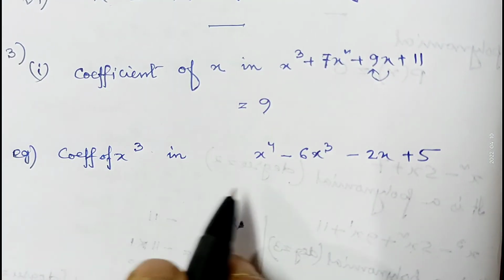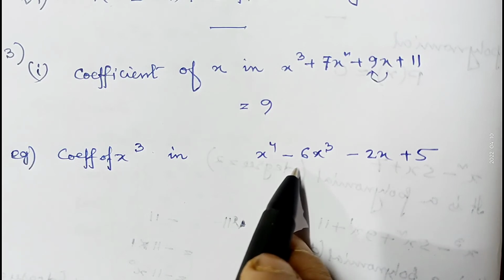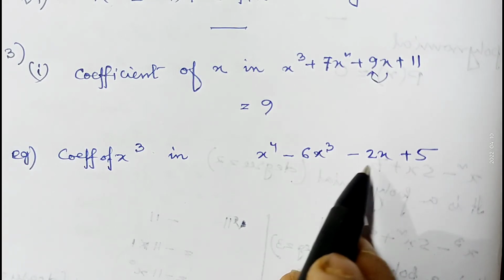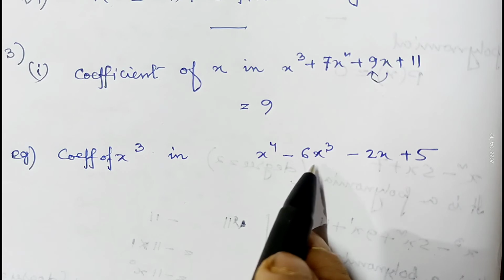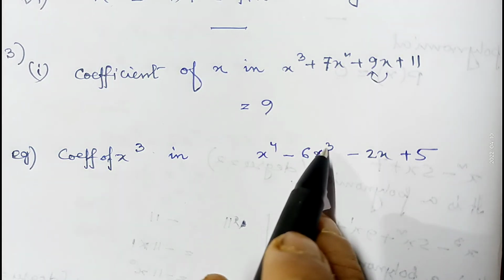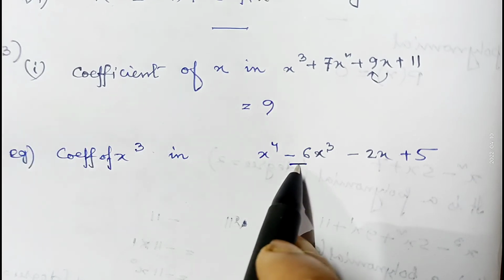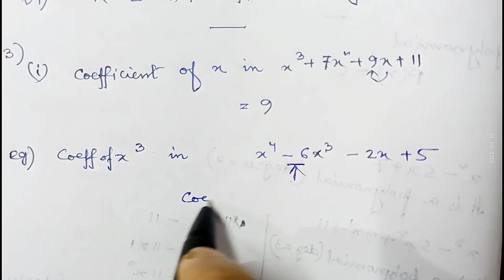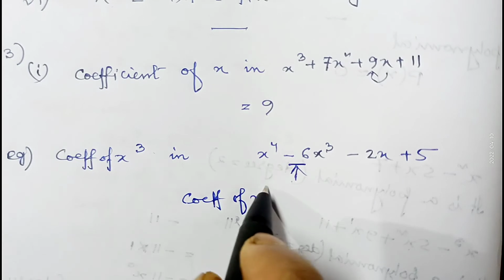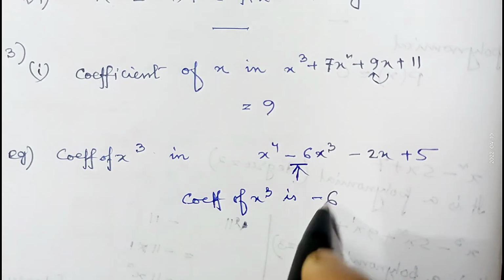Suppose if you take example like this, x to the power 4 minus 6x cube minus twice x plus 5, and we are asked find the coefficient of x cube. In this case, answer is minus 6. So this is the coefficient. So coefficient of x cube is minus 6.